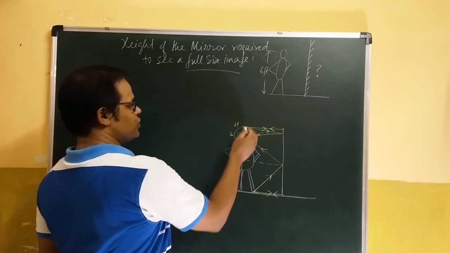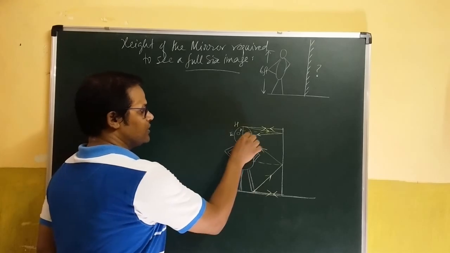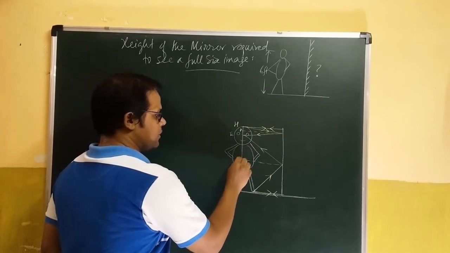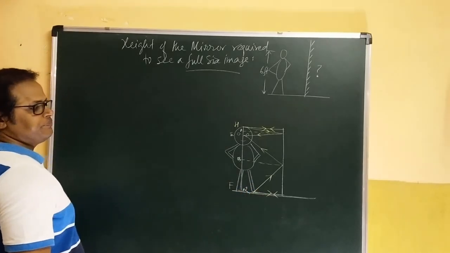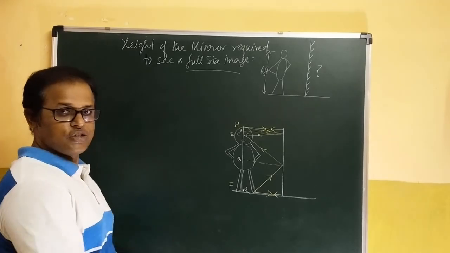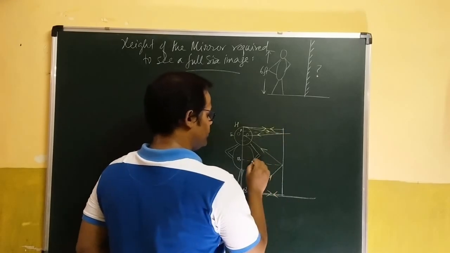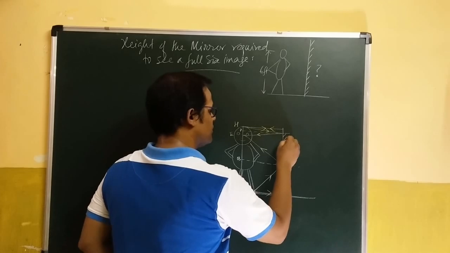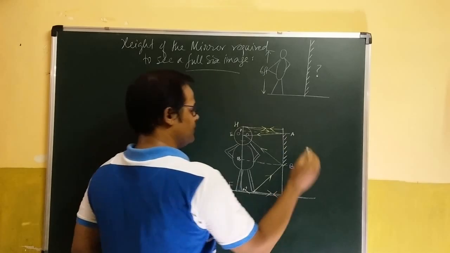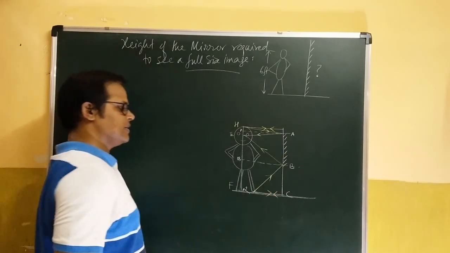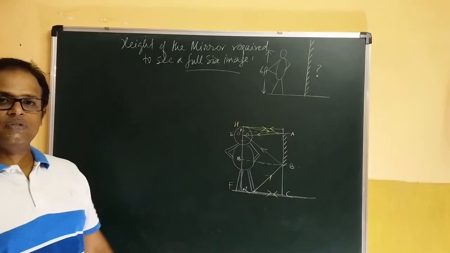Okay, so if this is H, this is E, let me call this point P. I hope it's clearly visible to all of you. And if this is E, then let me say this is Q, and let me say this is R. If you observe this diagram, I've intentionally drawn the person. So what it means is that finally, you need this height. You need this sized mirror. This is the mirror which you actually wanted. So let us name this AB, and let us name the point right at the bottom C. So this is the size of the mirror you actually want to see a full-sized image of this person.